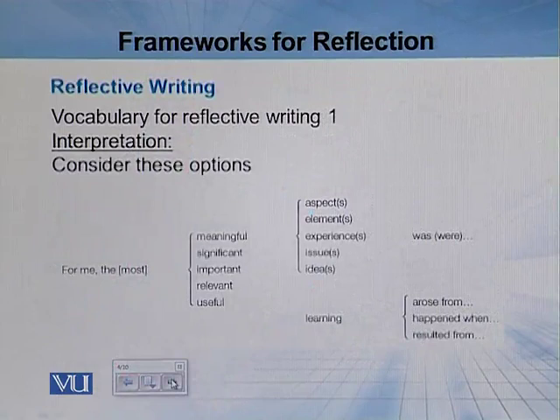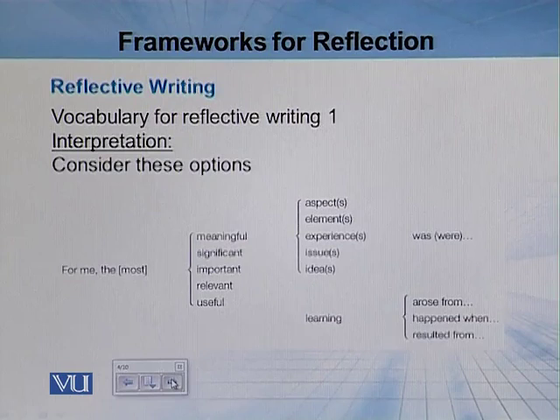If we're looking at interpreting what has happened in the classroom, we could start with sentences, for example, "for me, the most," and then words like meaningful or significant or important. Such vocabulary here places the stress, the importance of the particular event, whether it was useful or whether it was significant, whether it was relevant to you in some way.